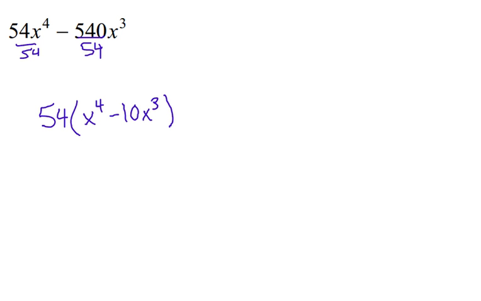But there's something else that can be divided out from here. The x to the fourth and x to the third share an x cubed. So I'm going to factor it out. 54x cubed times x minus 10. And that is fully factored.